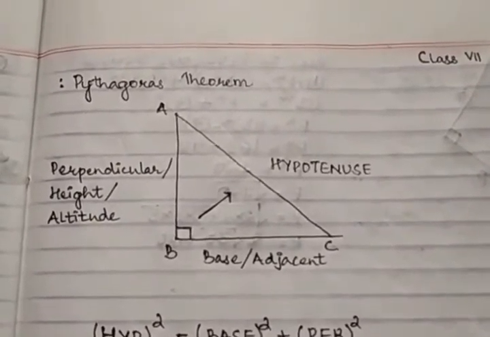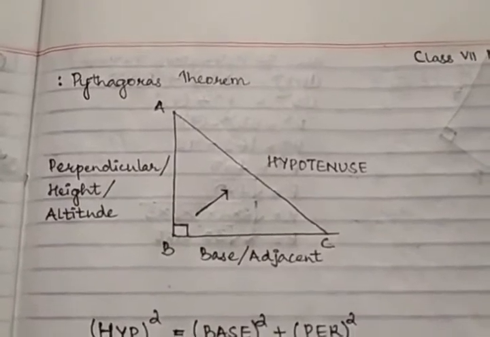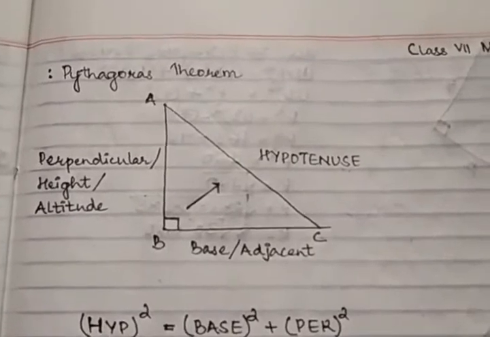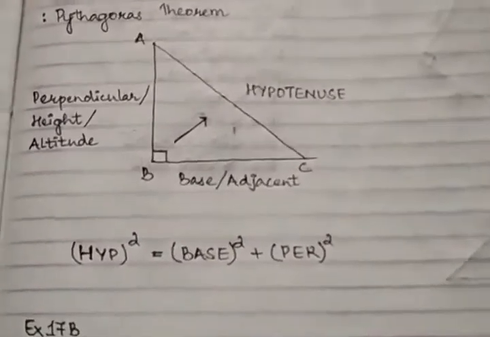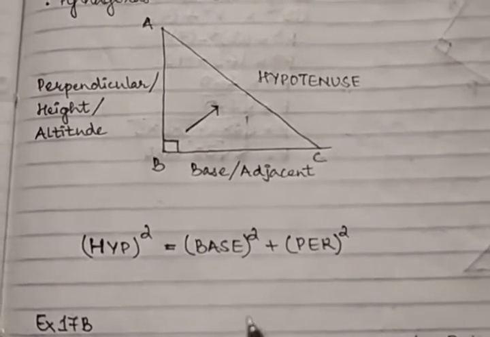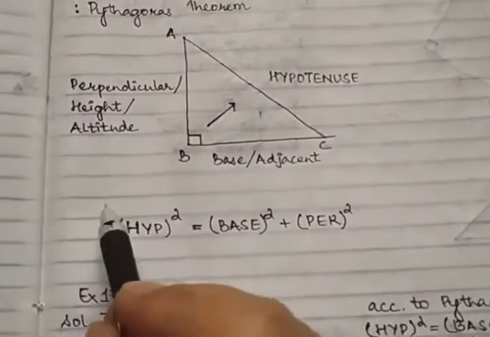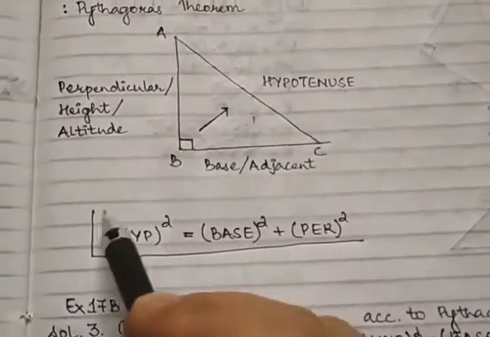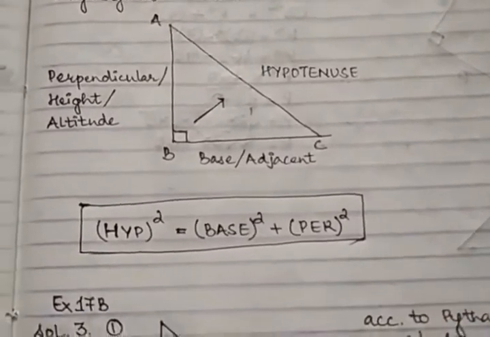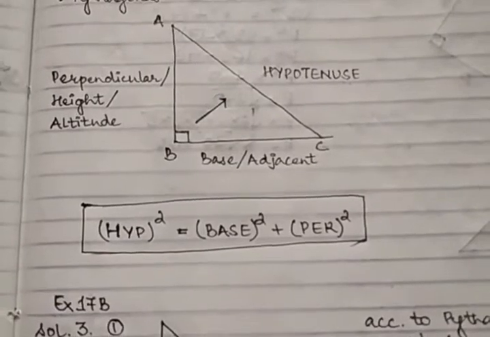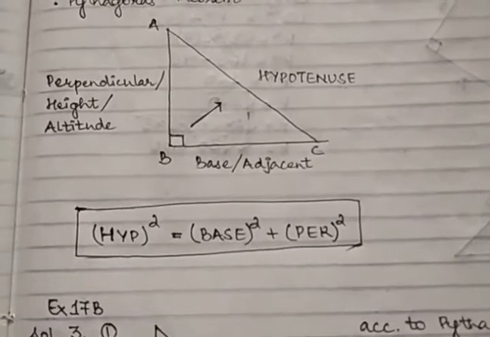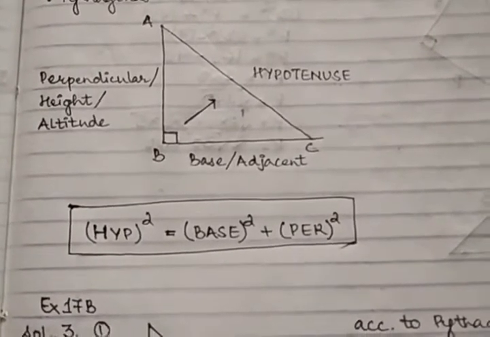Pythagoras was a mathematician who said, suppose for a right angle triangle I am given 2 sides, then I can easily calculate the third side. And how can you do that? He derived the formula: hypotenuse square equals base square plus perpendicular square. Now this one is a very important formula, and this formula is known as your Pythagoras theorem or Pythagoras formula. As I have already told you, it is applicable only on a right angle triangle, that too when we are dealing with the sides of the right angle triangle.